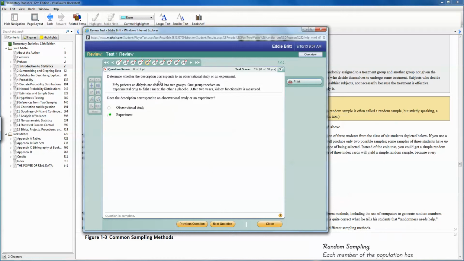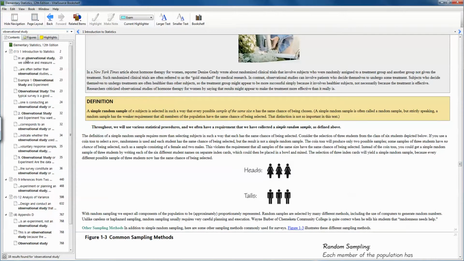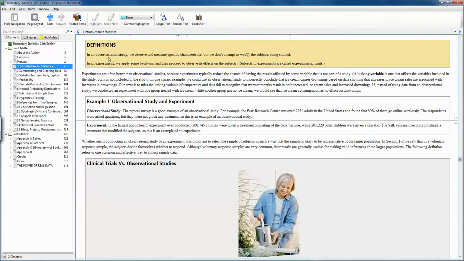Determine whether the description corresponds to an observational study or an experiment. So let's look at observational study real quick. Okay. In an observational study, we observe and measure specific characteristics, but we don't attempt to modify the subjects being studied. So you're just observing. In an experiment, we apply some treatment and then proceed to observe its effects on the subjects. So an experiment, you do something to the subjects, and then you want to see what it's going to do to the subjects.